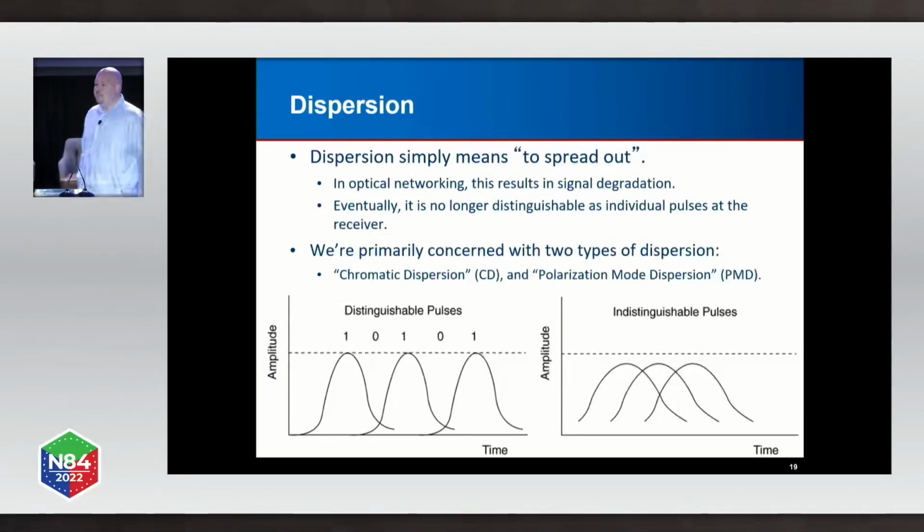So a big problem that we run into when we work with signals over fiber is dispersion. Dispersion simply means to spread out. There's many different kinds of dispersion, but in the end it results in signal degradation. You end up not being able to distinguish what was a 1 and what was a 0. In optics, the ones we're primarily concerned with are chromatic dispersion and polarization mode dispersion.